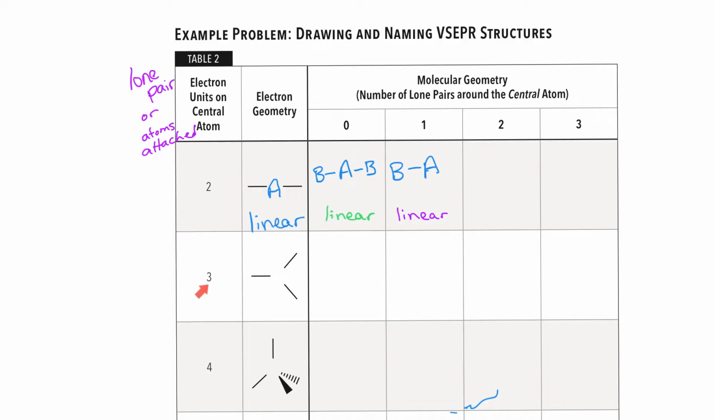Coming down now, looking at our 3 units around our central atom, so that could be 3 atoms attached, 2 atoms attached and 1 lone pair, or 1 atom attached and 2 lone pairs. We've got our central atom with 3 different things attached to it, and this shape here is called trigonal planar.